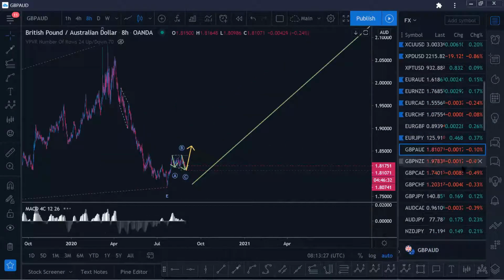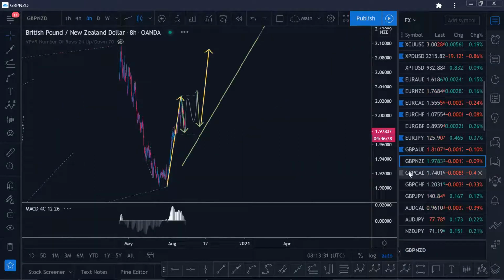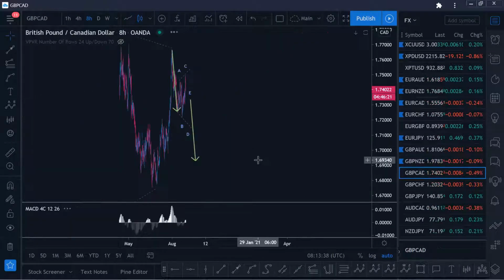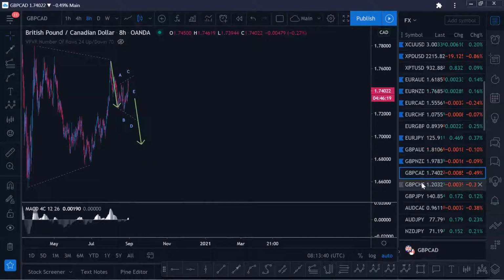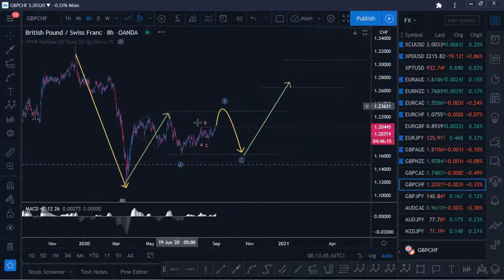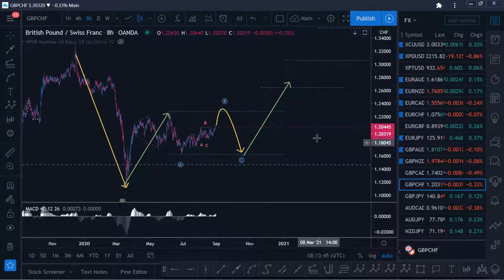Pound Oz, I like to the long side, which we've discussed many times. Pound New Zealand, I think, is going to be in correction sideways. We'll keep an eye on it. Potentially there's an entry, but I like the Pound Oz as preference. Pound CAD remains a mess, staying away from that for now. Pound Swiss, I still like it to the upside. Potential surprise pullback to the downside though, so keep an eye on that.